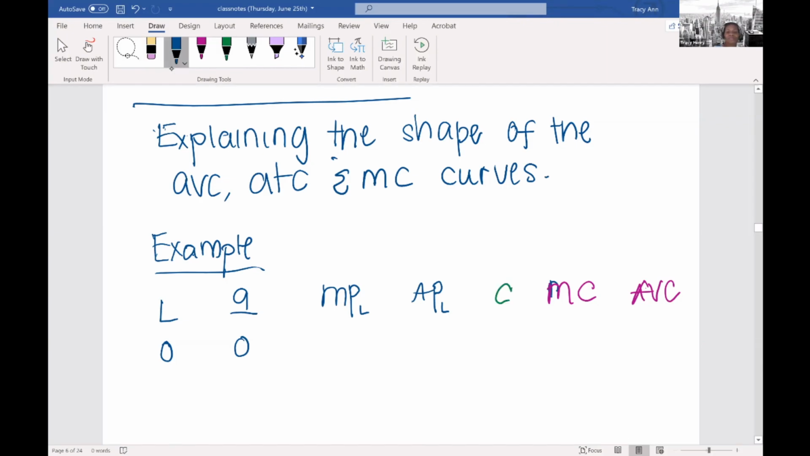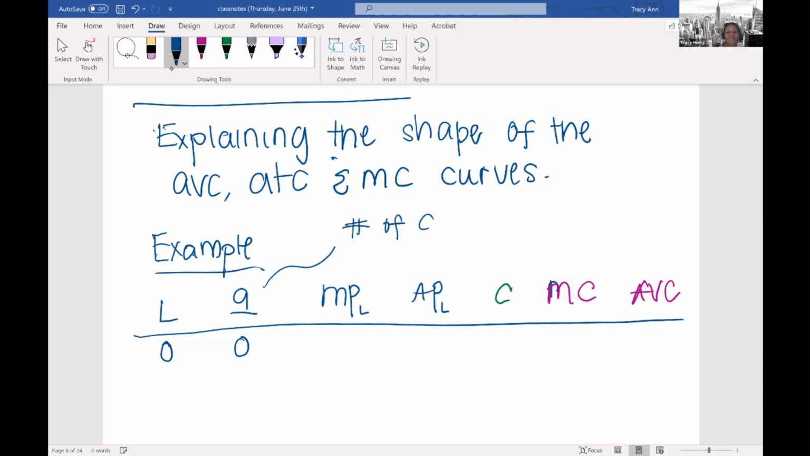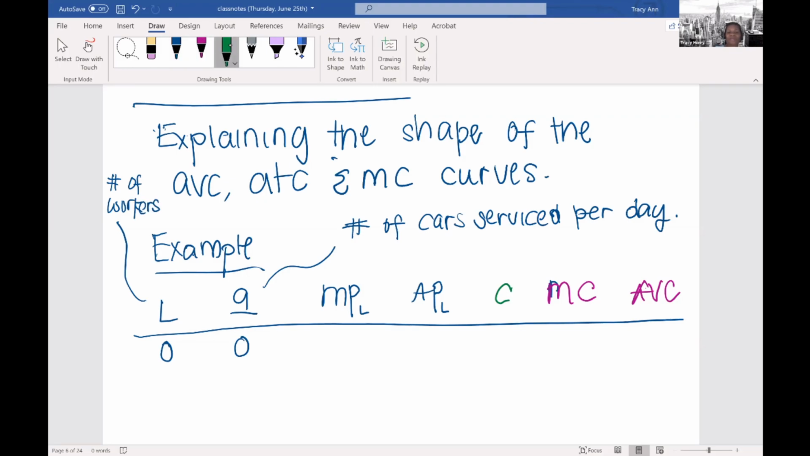And so this Q is the number of cars serviced per day. And in this situation, this is my labor, the number of workers. And let's just make this my variable cost. I'll tell you why later.